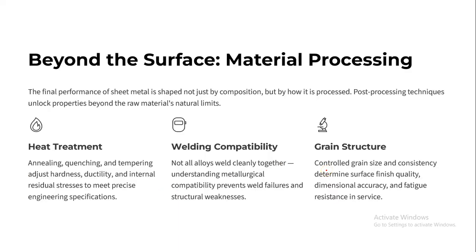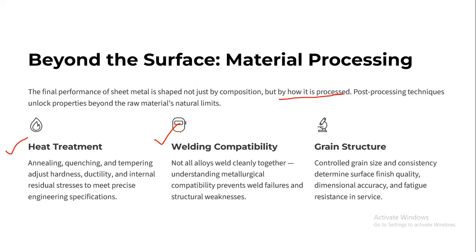Next one, we take the surface and material processing. Beyond the surface, how can we process it? The final performance of a sheet metal is shaped not just by composition, but by how it is processed. Post-processing techniques unlock properties beyond the raw material's natural limits. The first one is heat treatment. We can perform annealing, quenching and tempering to adjust the hardness, ductility and internal residual stresses to meet precise engineering specifications. The next one is welding compatibility.